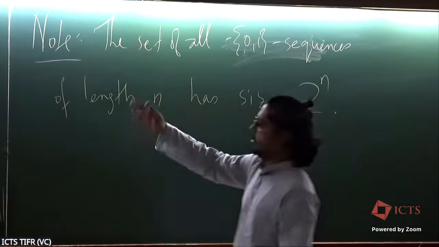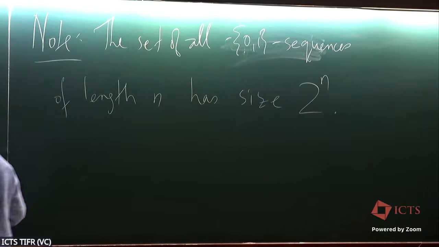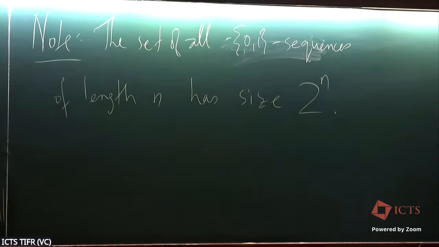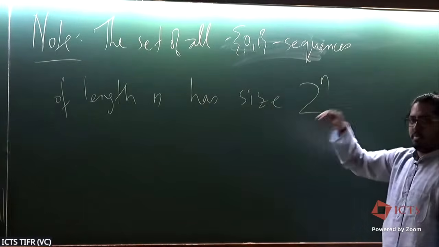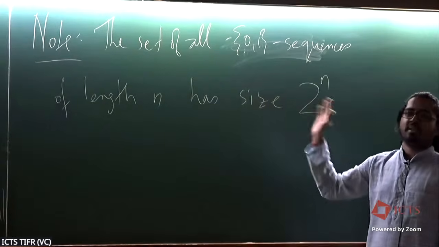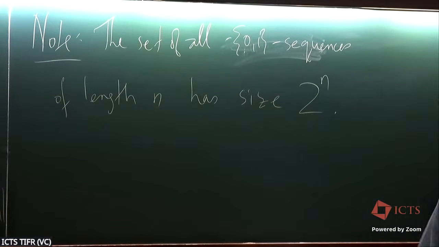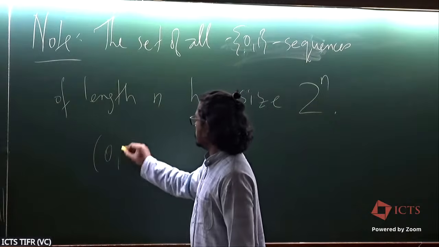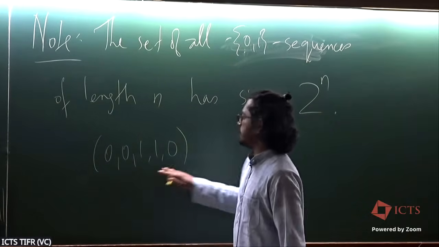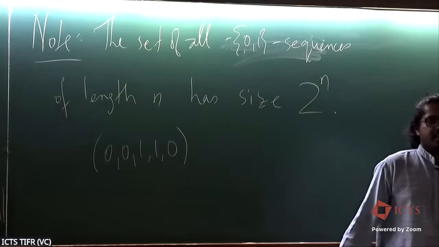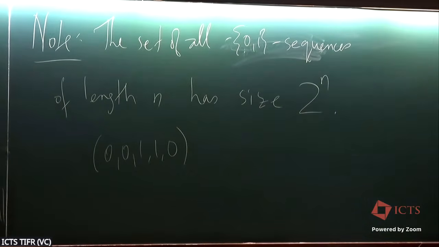Does that mean that you can count subsets of size n using 0, 1 sequences? Of course, individually you can count this and count that, but is there a combinatorial reason for why these two have the same size? Say I give you a sequence 0, 0, 1, 1, 0. This is a 0, 1 sequence of length 5. Does it correspond to some subset of a set of size 5? How would you construct such a subset? Somebody said yes over here.